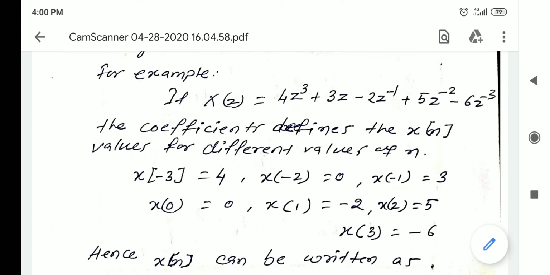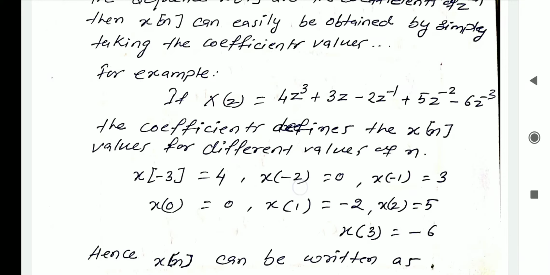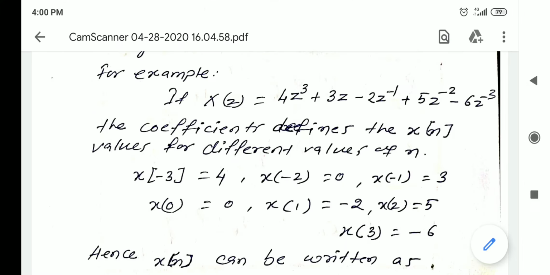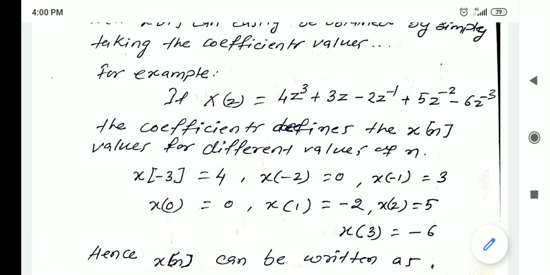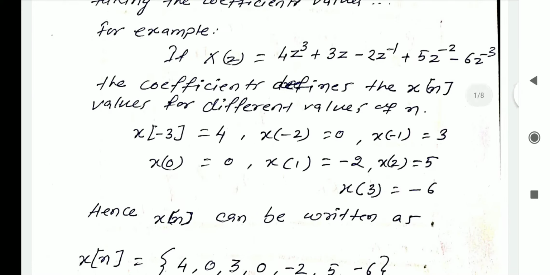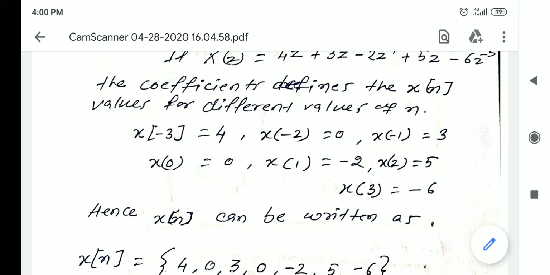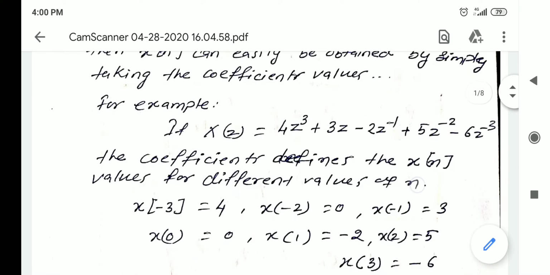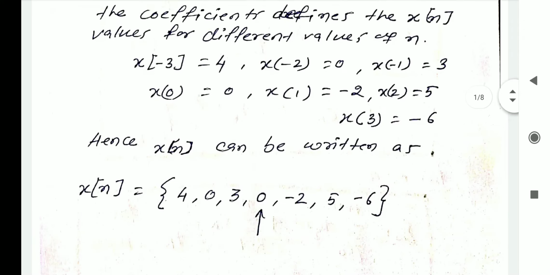And since we do not have a z square term here, x of minus 2 will be 0, and x of minus 1 is 3. Here we have z to the power minus 1, and minus 2 is the value of x of 1. Since we do not have the constant term here, x of 0 is 0, and 5 z to the power minus 2, so x of 2 is 5, and here it is minus 6 z to the power minus 3, so x of 3 equals minus 6.